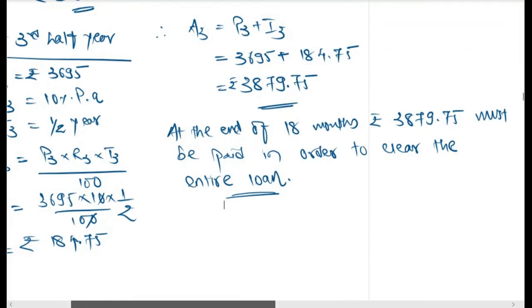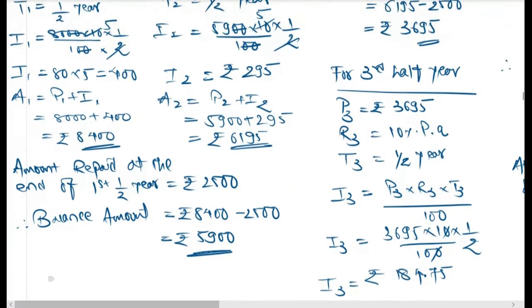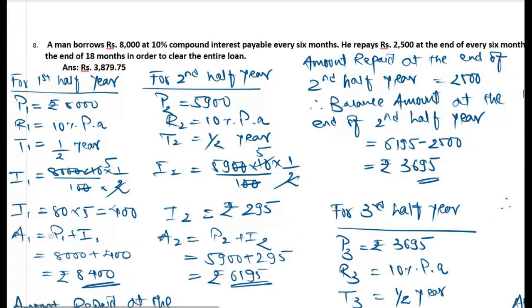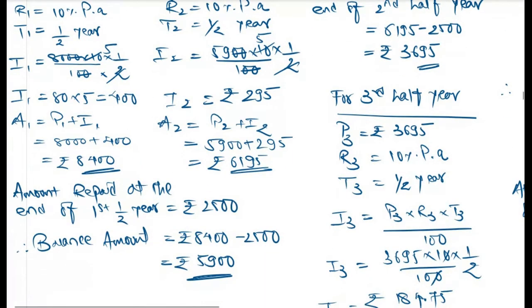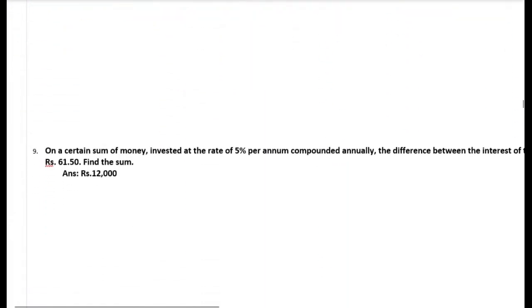Okay, so that was your question number 8. I hope you understood the idea. The only difference in this question was there were half years. Interest was compounded half yearly, and there were 3 half years, right? So 3 parts of calculations we did. Great. Let's look at the next question.